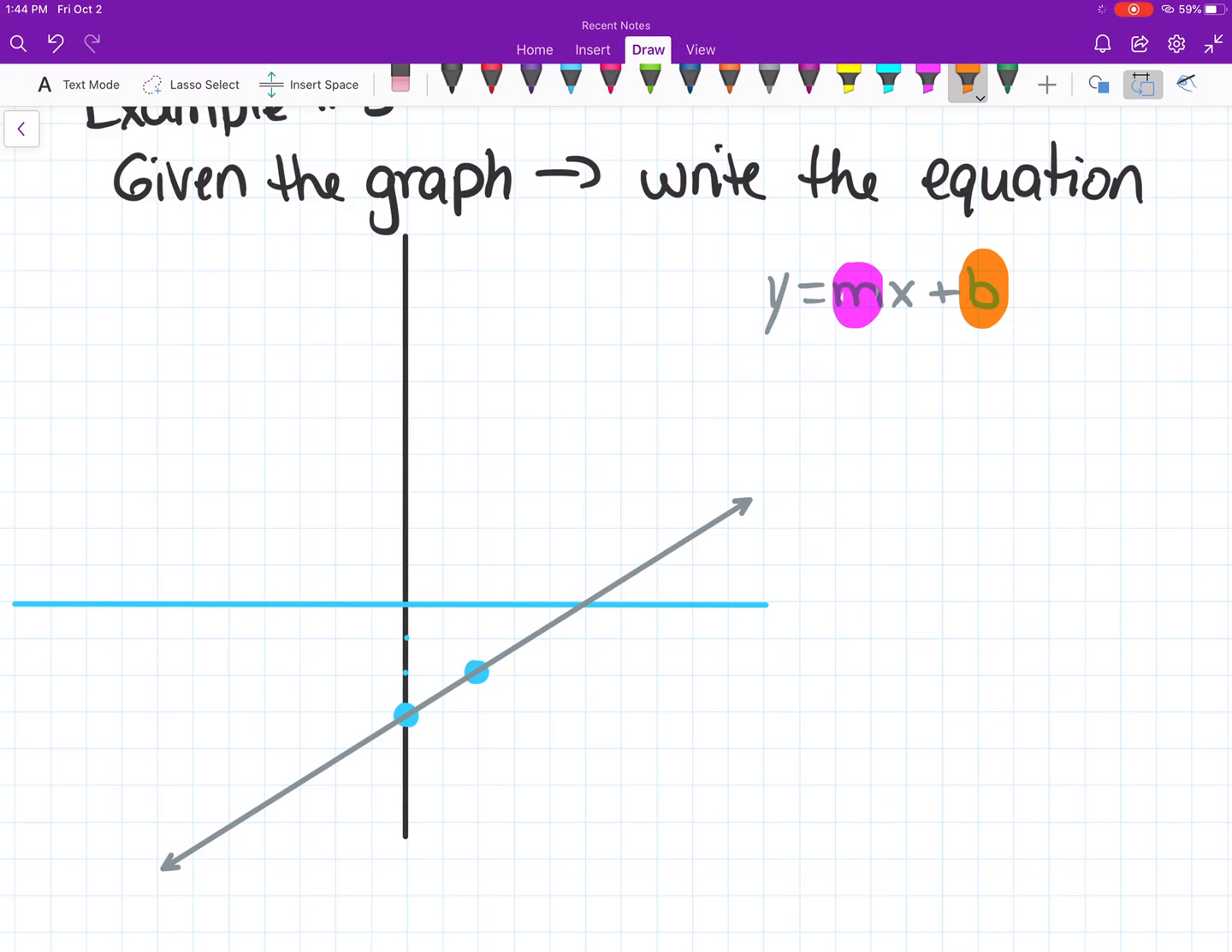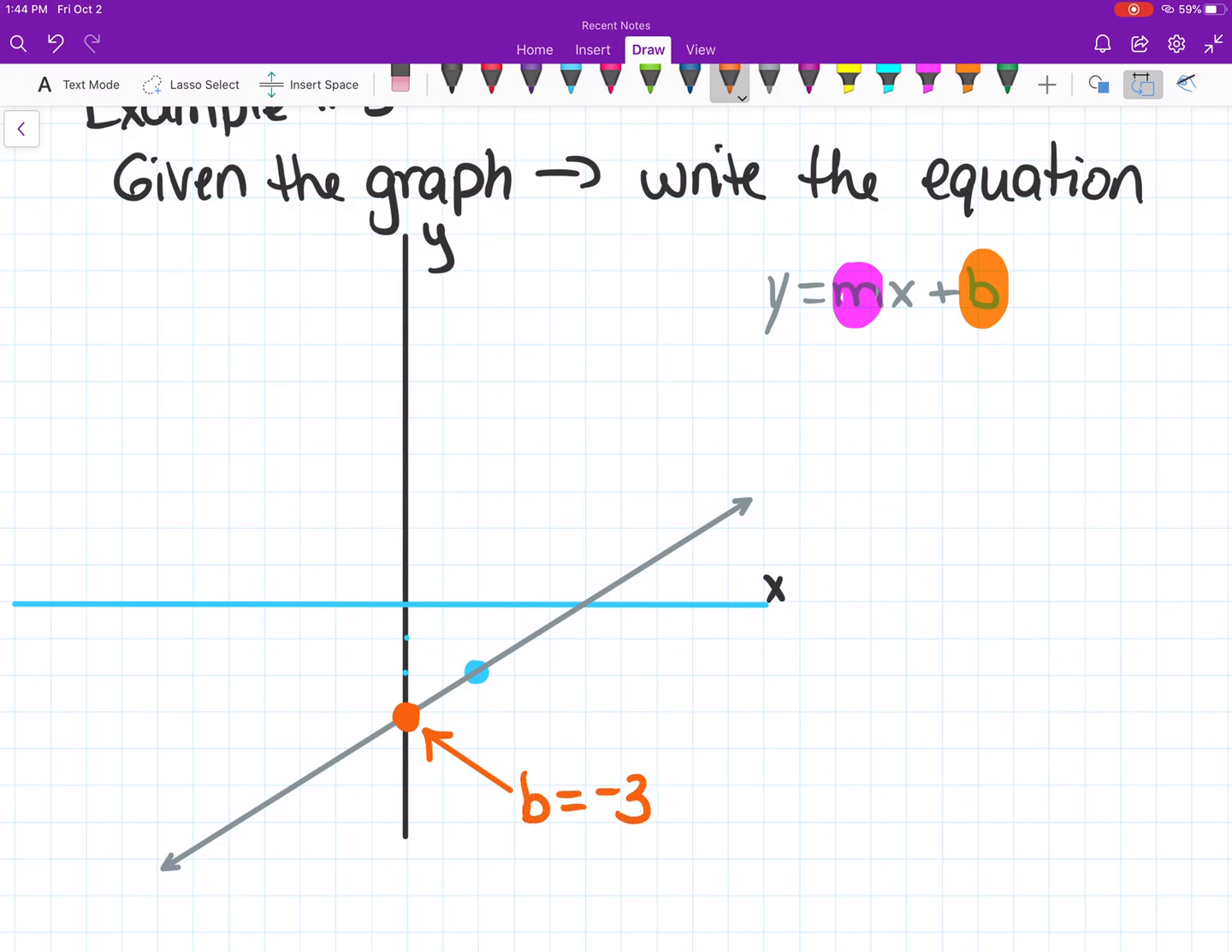The b stands for where we began on the y-axis, the y-intercept. Well, here's my y-intercept right here, actually. That's where we cross y. Oh, in case you forgot, this is your x, this is your y. Here's my b. What number is that on the y-axis? Don't say positive 3. It's negative 3. So now we know b equals negative 3.